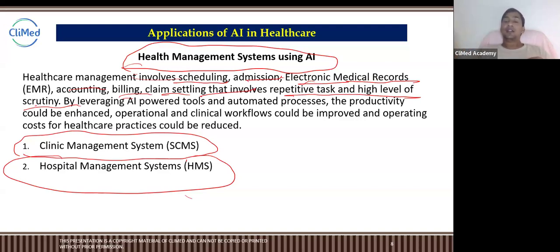So that is happening by using AI in healthcare research and healthcare applications. So everywhere, wherever we are talking about needs and research, okay?